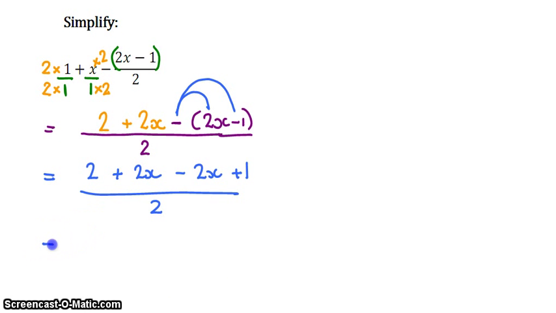Simplify the top, I see like terms. 2x take away 2x cancels out. And 2 plus 1 is 3. So actually, you'll end up with 3 over 2, or 1.5, 1 comma 5. But in maths, we generally prefer to leave things as an improper fraction rather than a decimal. So I would leave that as 3 over 2.